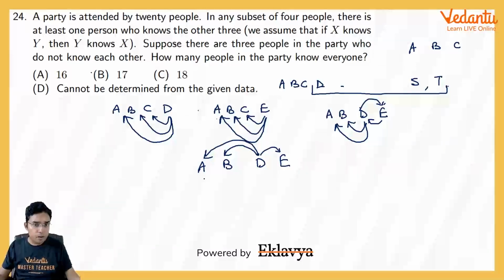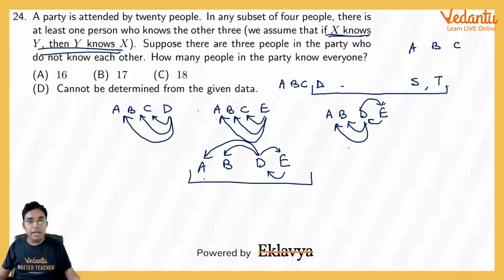Now, because if D knows E, E has to know D also, as we are given that condition here. This means in such a scenario, D and E have to know each other.